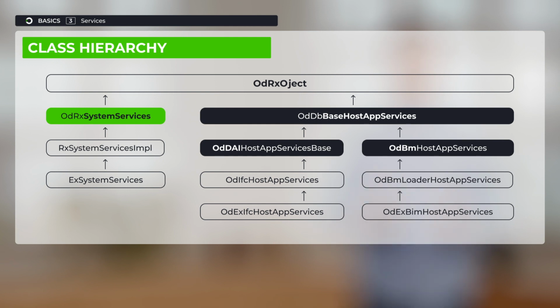As you see, HostApp services, the right part, are format dependent, as we have two separate inheritance branches for binary and IOC, while system services is format independent and works for the whole ODA platform.